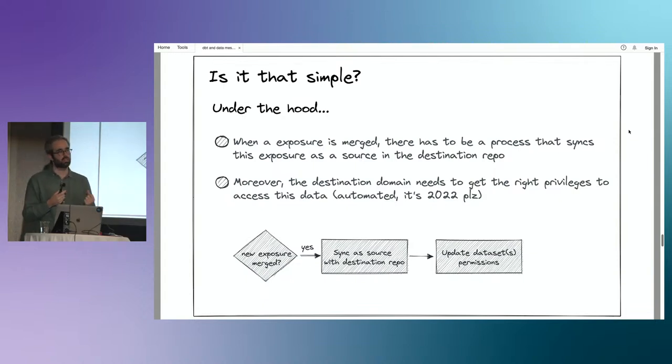Afterwards, of course, you need some sort of process that updates the permissions of this specific data set. And this means that this step is obviously technology specific. So if you're using Snowflake, you need to grant the specific access in Snowflake. If you're using Databricks, you should use Unity Catalog probably to grant this access. So this is obviously backend dependent, let's say.